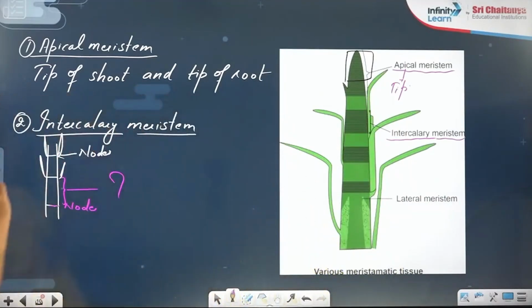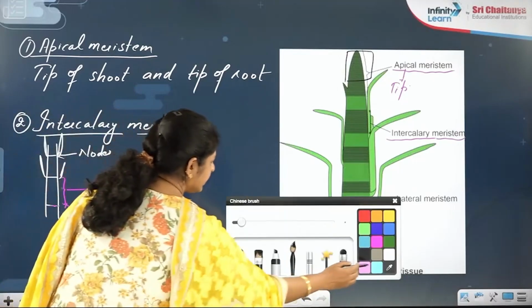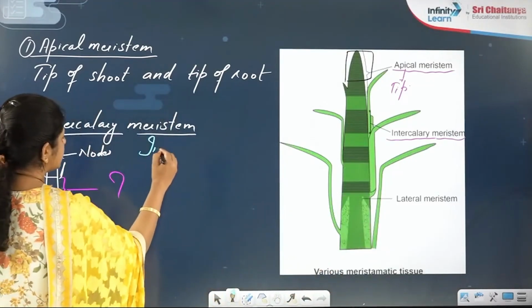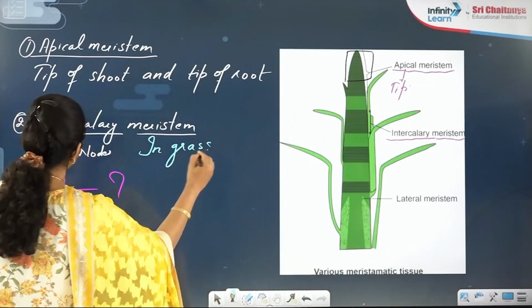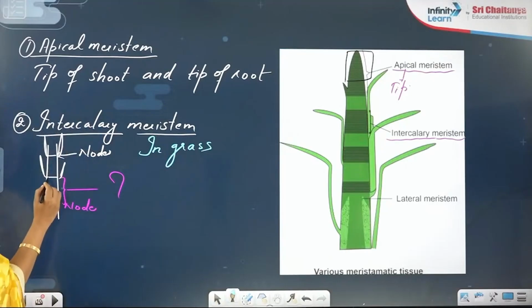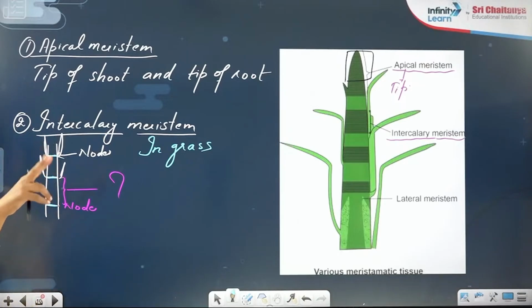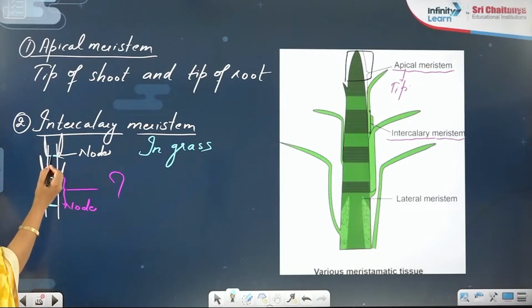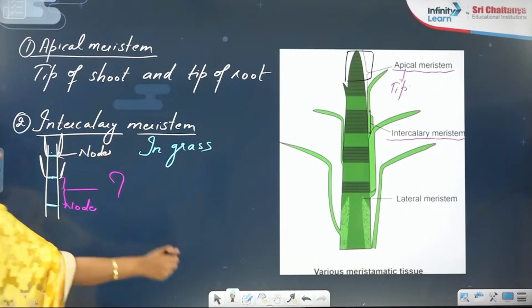Where is the intercalary meristem? It is in the case of grasses. At which point is it present? Like I said, this is a node point. This is a node point. What is this thing? Internodes. Inter means between two different things. Between what? One node, second node. Two different nodes. Between that, the internode is there.